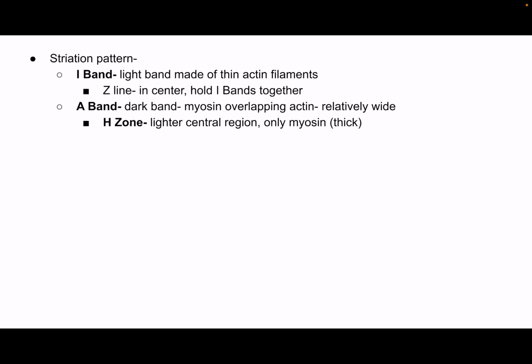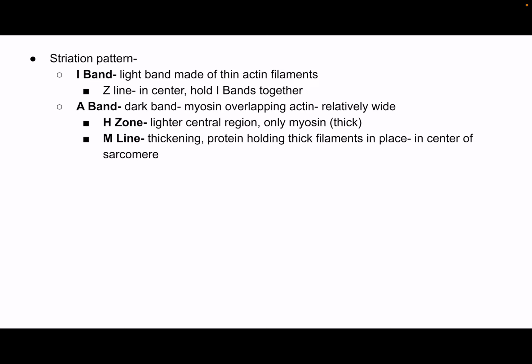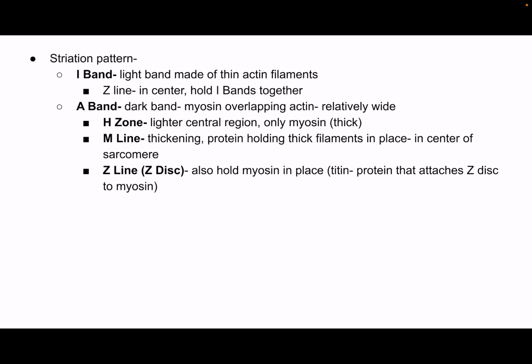In the center of the A band, or the dark band, there's something called the H zone. This is where I only have myosin. So it still looks pretty dark, but the shade is going to change a little bit because I don't have myosin and actin overlapping. It's just a region of myosin only. In the center of the A band, there's something called the M line. This is right in the middle of the sarcomere. It has these really big proteins that hold everything in place.